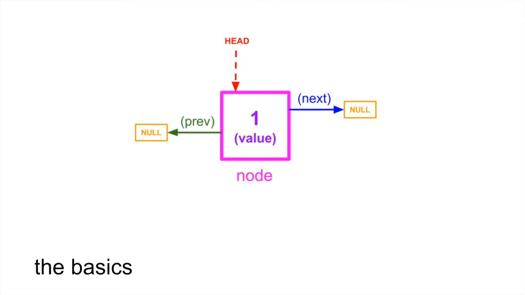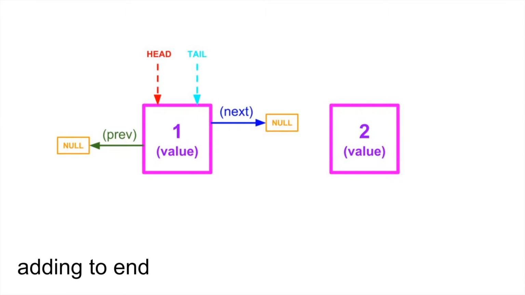As well, in this structure we have a head pointer and a tail pointer. The head pointer points to the front of the list, and the tail pointer points to the end of the list. We're going to look at adding to the end of the list and what that looks like first.